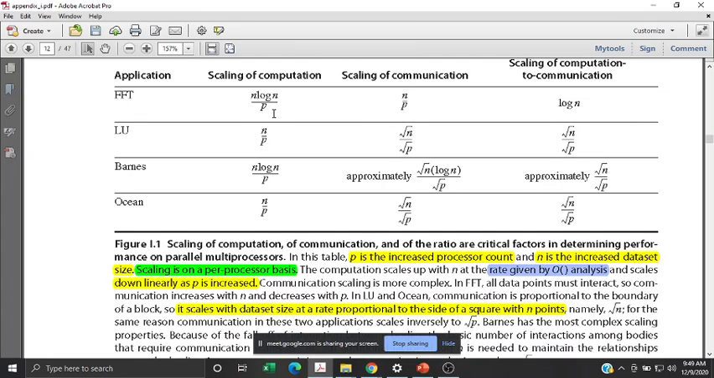So one is the increase in p, and the other is the increase in n. You can just note from the definition, p is the increase in the processor count, n is the increase in the data set size. So scaling is on a per processor basis, and whatever tabulation is made is with respect to per processor basis. These problem statements are more complex in nature compared to the earlier expressions, for example root n log n divided by root p for Barnes.